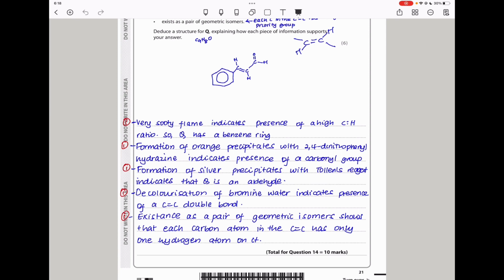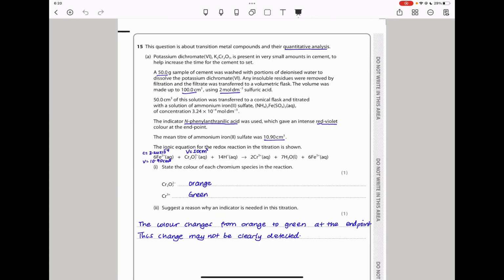This brings us to the end of question 14. Let us continue to question 15. Question 15. This question is about transition metal compounds and their quantitative analysis. Part A says, potassium dichromate(VI) is present in very small amounts in cement to help increase the time for the cement to set.